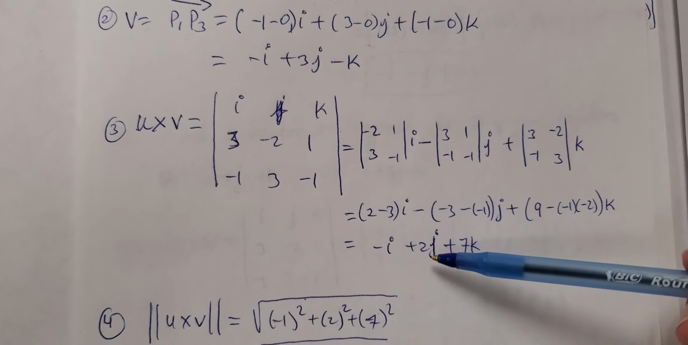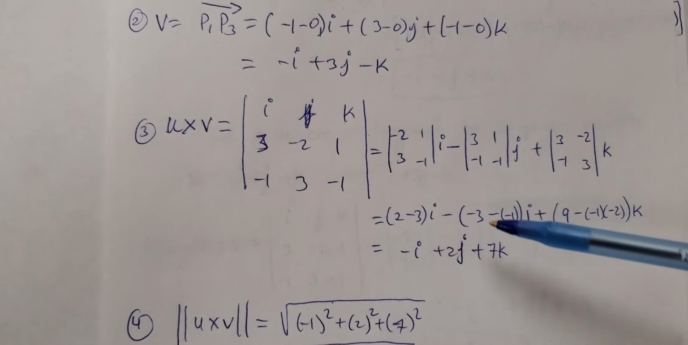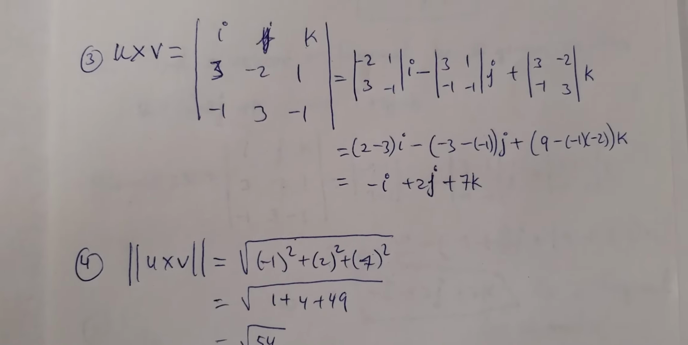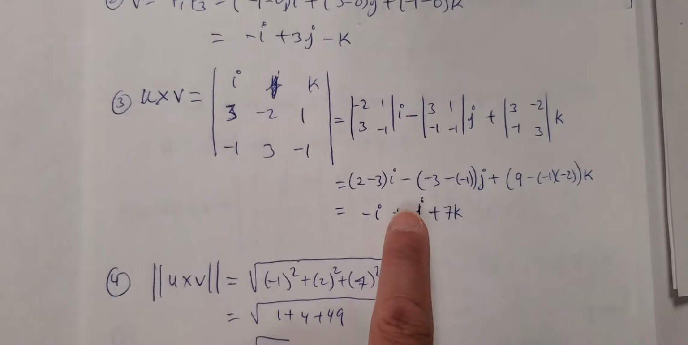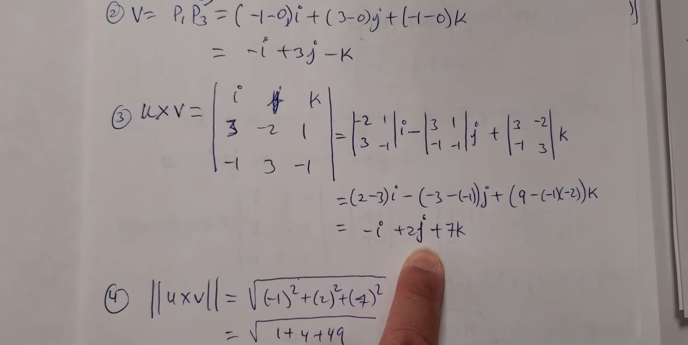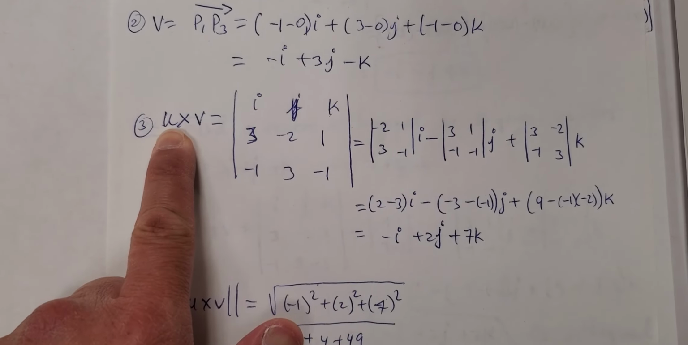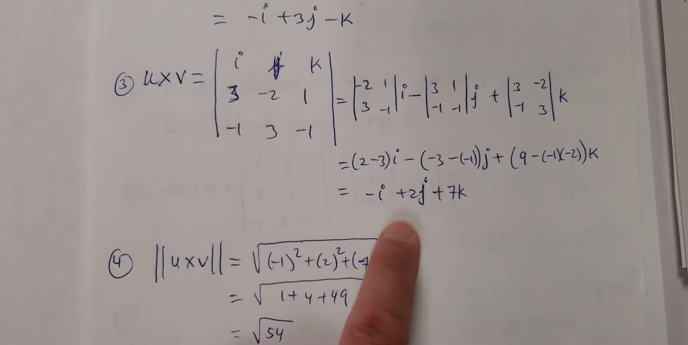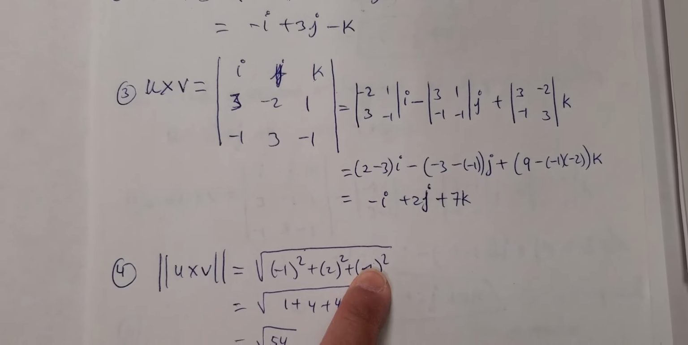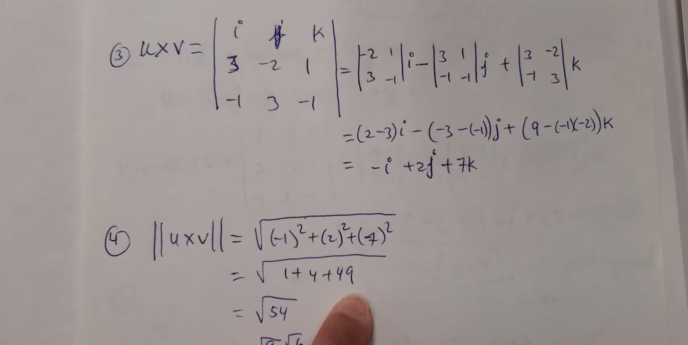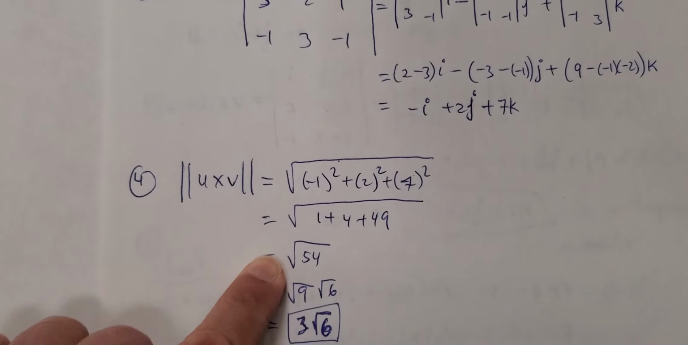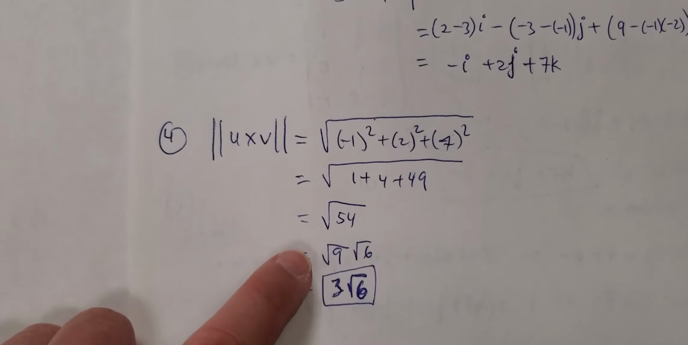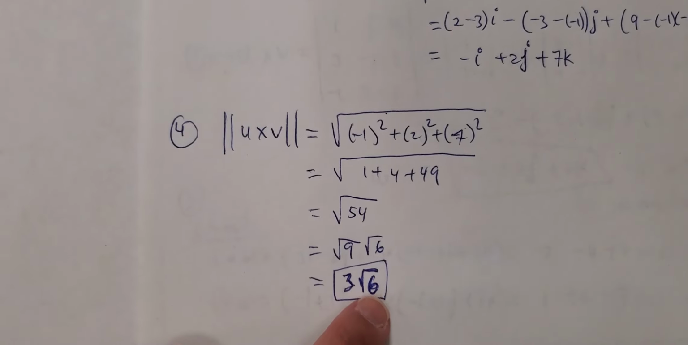Now once you have the cross product, find the magnitude of it. So -1 squared, 2 squared, 7 squared comes out to be 1, 4, 49. Add them up, which is 54. And you know that the square root of 54 can be broken up into square root of 9 and 6. Square root of 9 is 3, and square root of 6 is just square root of 6.